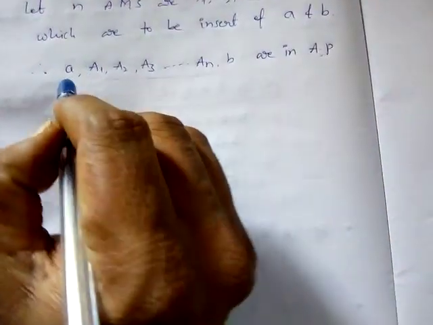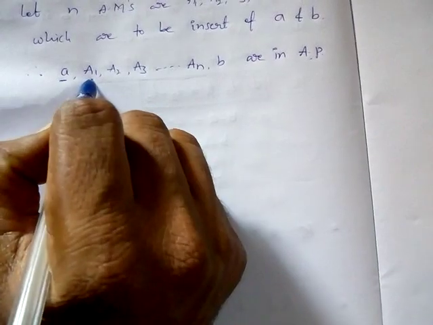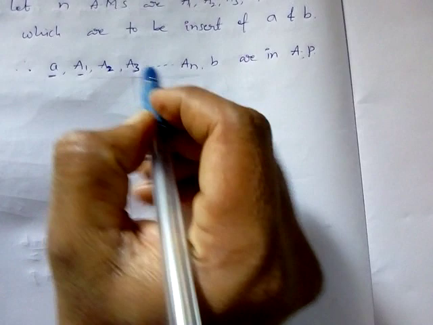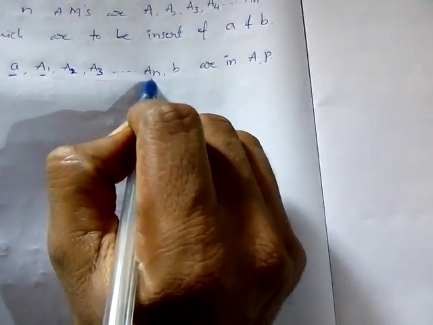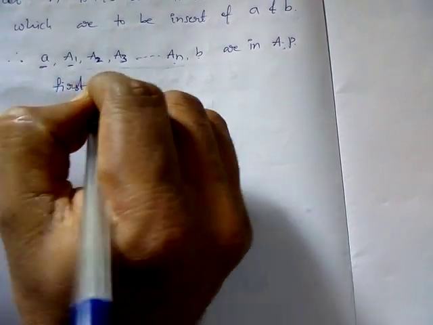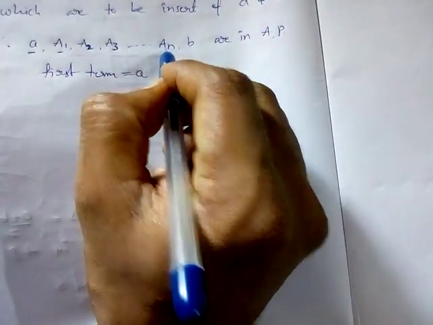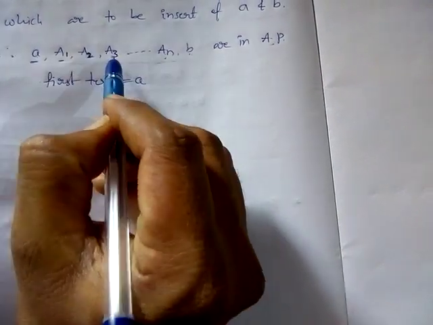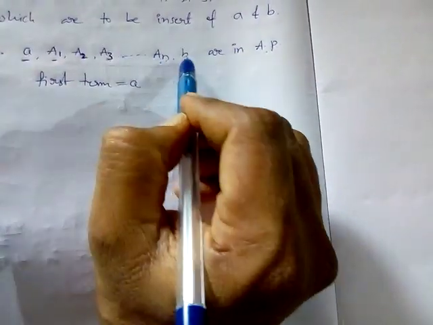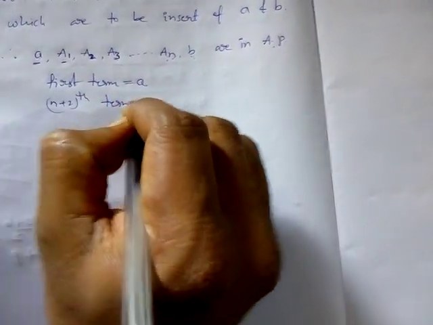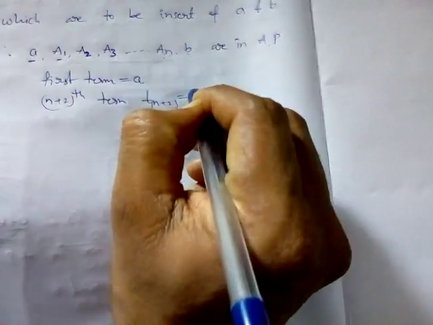In this AP series, this is the first term, this is the second term, this is the third term, this is the fourth term, and so on. This is the n plus 1 term, and this is the n plus 2 term. So the first term is equal to A, and the n plus 2 term, T(n plus 2), is equal to B.